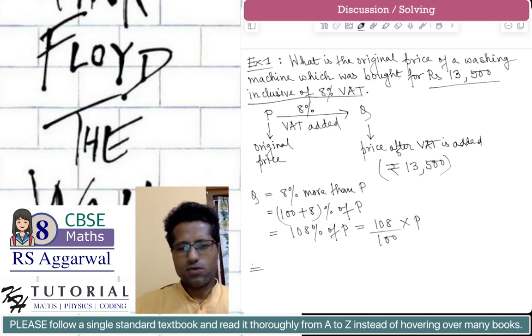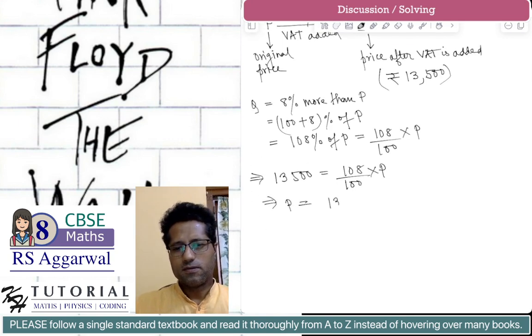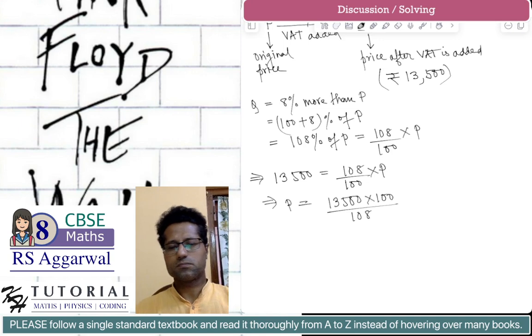Now Q, the final price that was paid in buying the washing machine, is rupees 13,500, and that includes the VAT. So we can say 13,500 is equal to 108 divided by 100 multiplied by P. So this implies P is equal to 13,500 multiplied by 100 divided by 108.